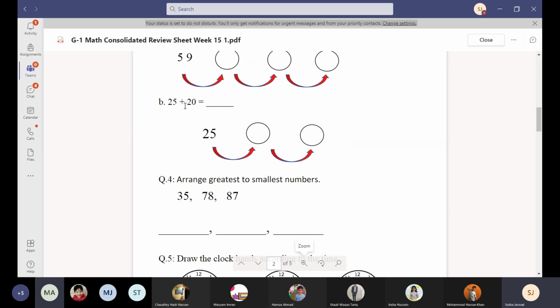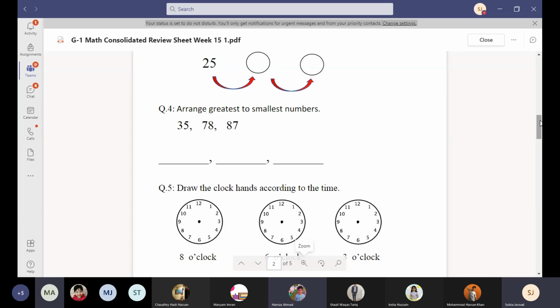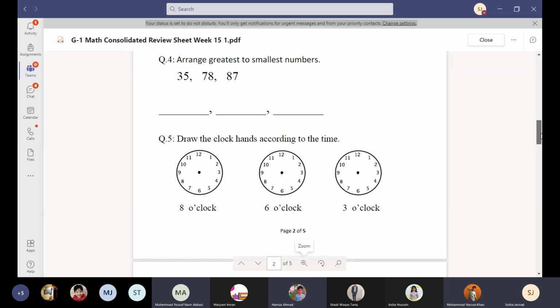Now 25 plus 20. So we will count by tens. 35 and 45. So 25 plus 20 will be 45. Now the greatest to the smallest number. Okay, which number is the greatest number? This is the greater number. 78, 87, greatest number. 87. Yes, 87, 78, and then 35.